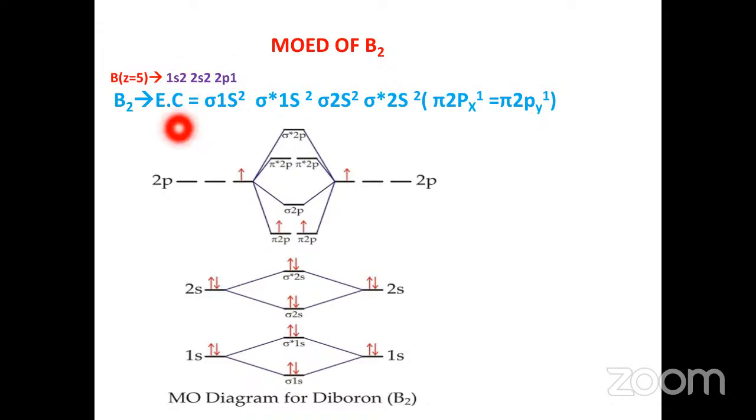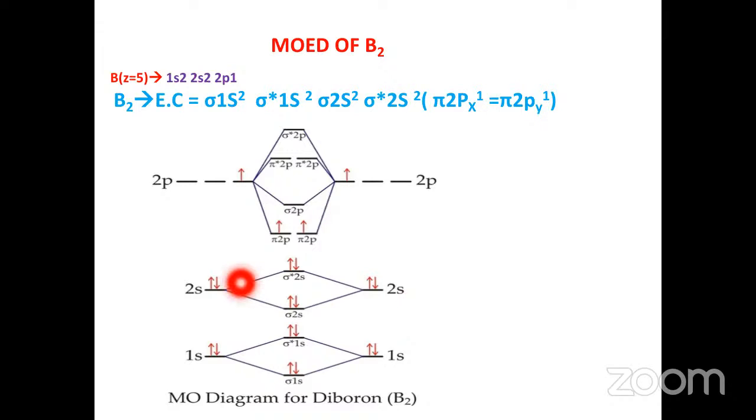So now you will write the boron molecule electronic configuration. The boron molecule electronic configuration is sigma 1s2, sigma star 1s2, sigma 2s2, sigma star 2s2, pi 2px1 and then pi 2py1, because these are degenerate orbitals. So that is the reason you will first put electrons in pi 2px, then pi 2py.